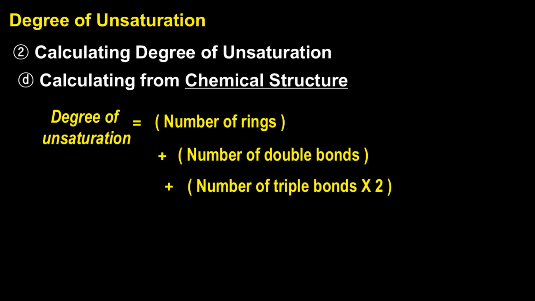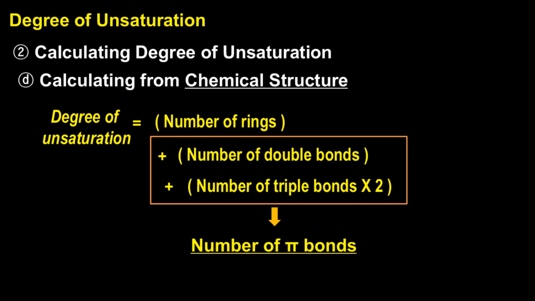When we're looking at the actual structure of a molecule, there's a really simple way to figure out the degree of unsaturation. Just count a few key features. Each ring adds 1 degree, each double bond adds 1, and each triple bond adds 2 because it contains 2 pi bonds. So the full formula is number of rings plus number of double bonds plus 2 times the number of triple bonds. That sum gives you the total degree of unsaturation based on the structure.